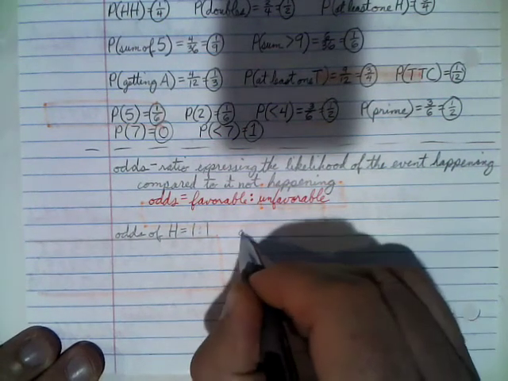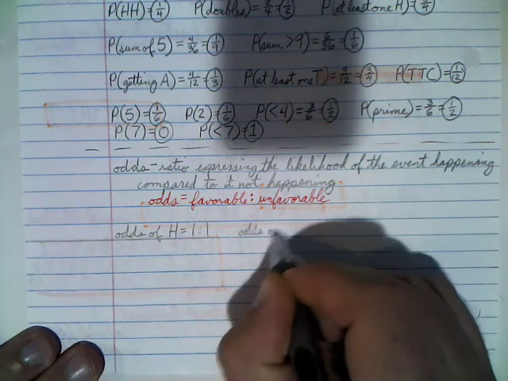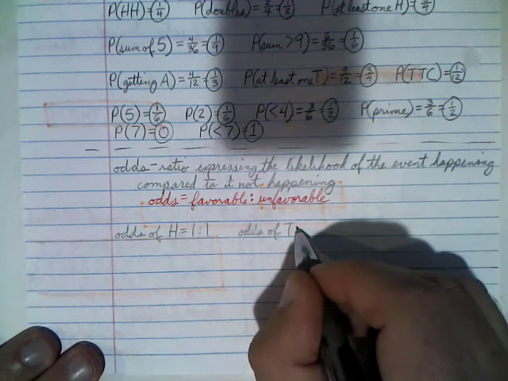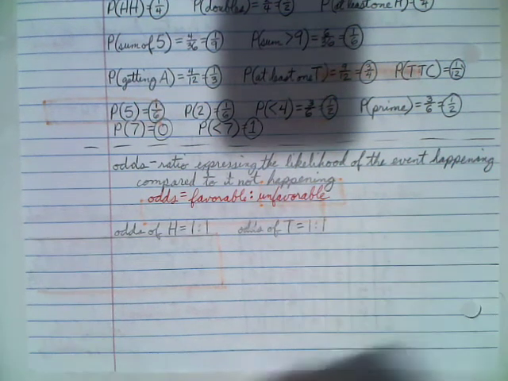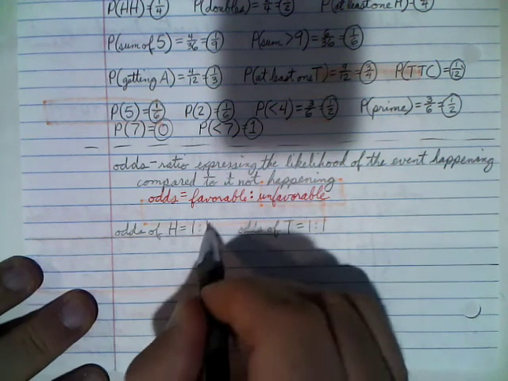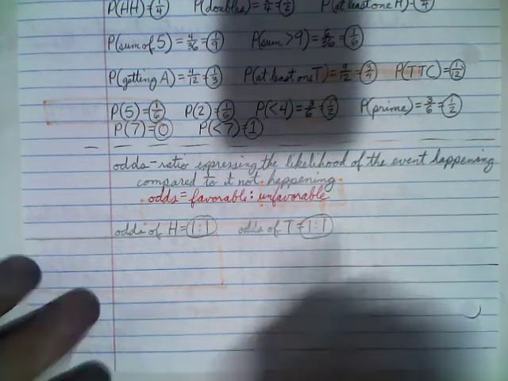Likewise then, what are the odds of tails? One of them is a tail, and one of them is not. Those are the odds for flipping a coin.